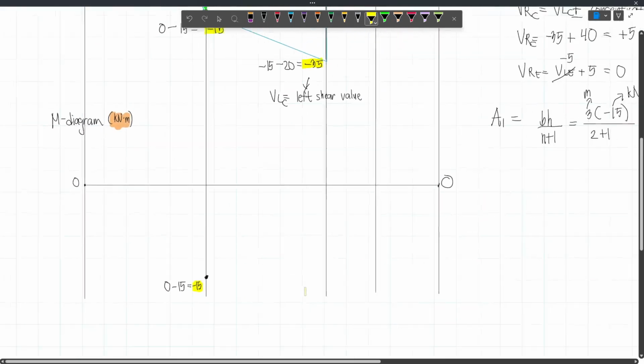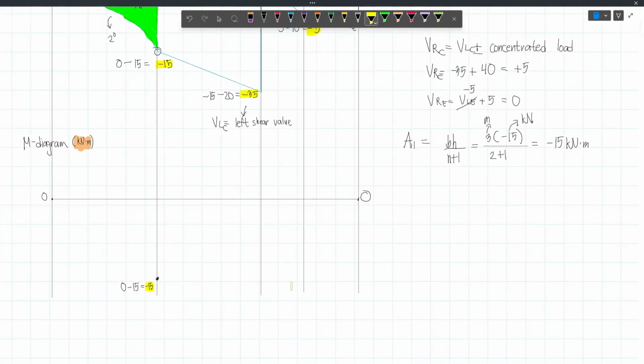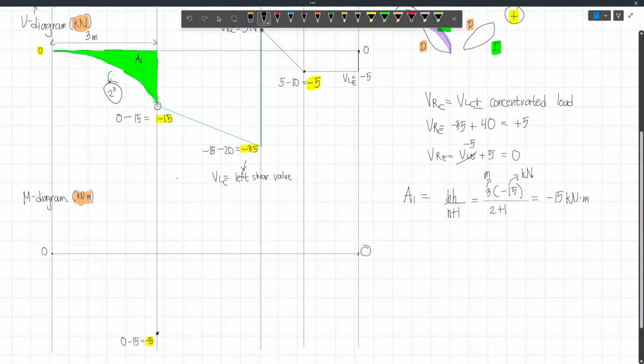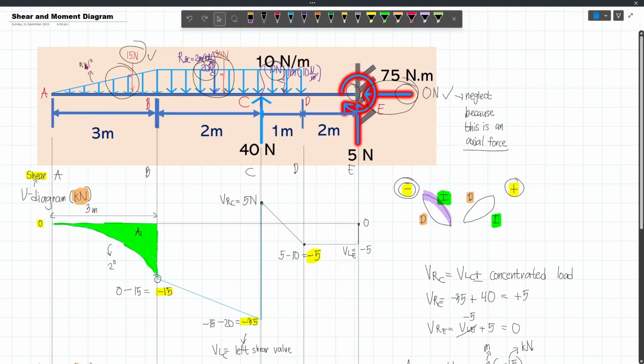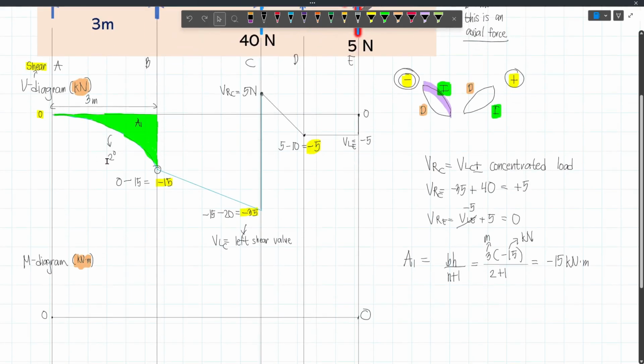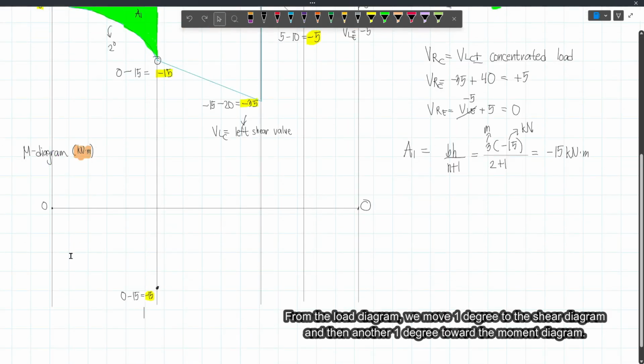Now, sir, what will be our connecting line? Will it be a curve or a straight line? Now, if we look at our shear diagram, we have a second degree curve. And so, if we add 1, di ba, magiging 3. And then, if our line is in the third degree, then it will still look like a curve. Again, basing it from here, we have n equals 1 degree. And so, plus 1 sa shear diagram, magiging 2. And then plus 1 sa moment diagram, magiging 3 degrees.